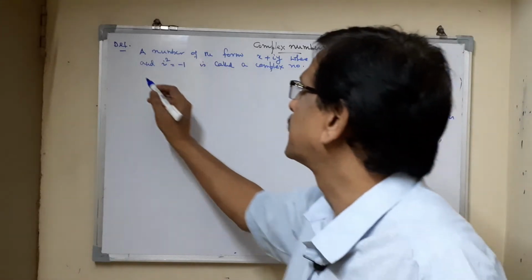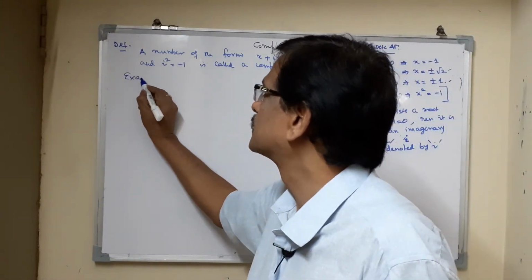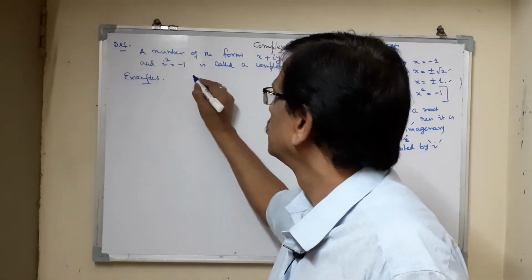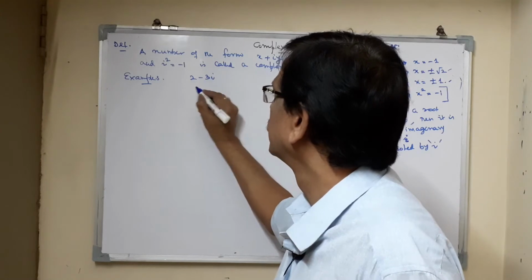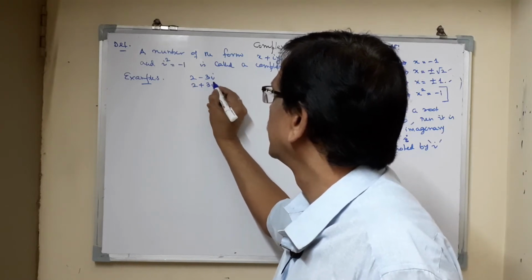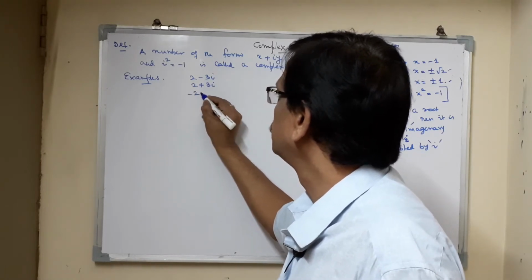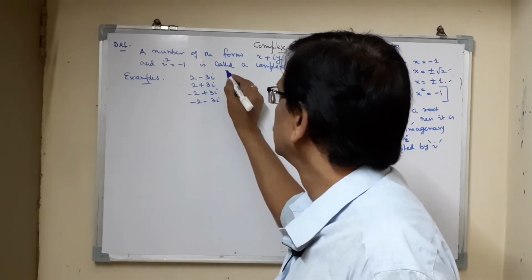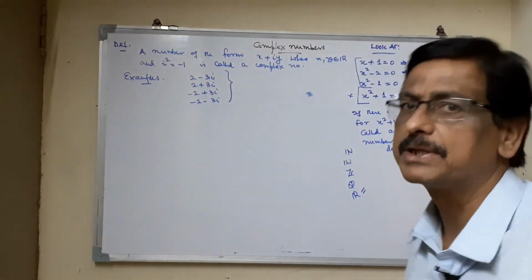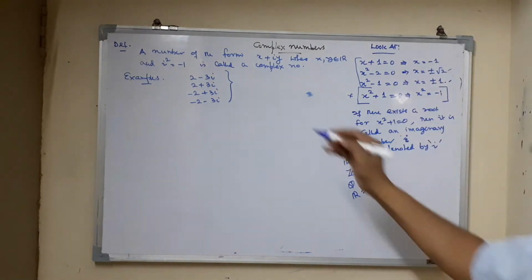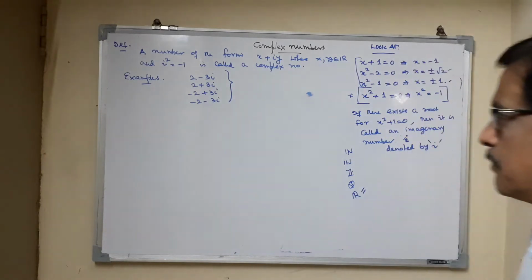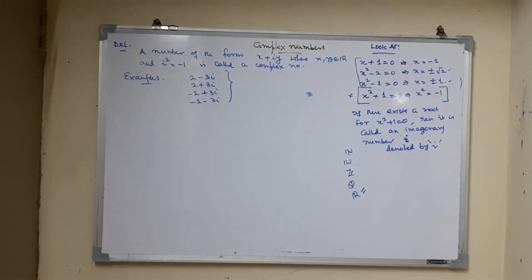So a typical example, let us see this. 2 minus 3i, 2 plus 3i, minus 2 plus 3i, minus 2 minus 3i. These are all examples of complex numbers. This is a complex number, this is a complex number, this is a complex number, and this is a complex number.